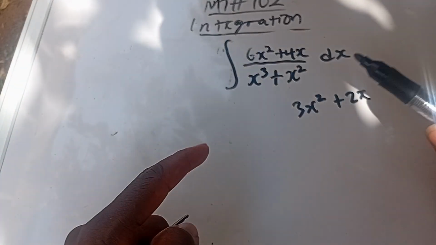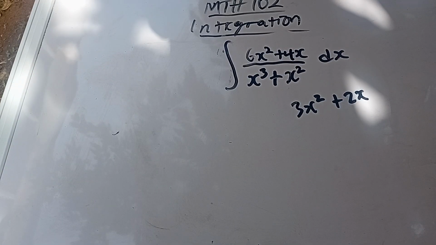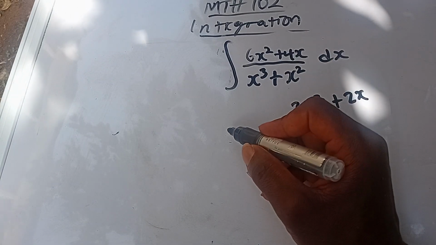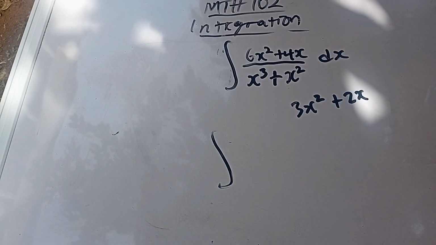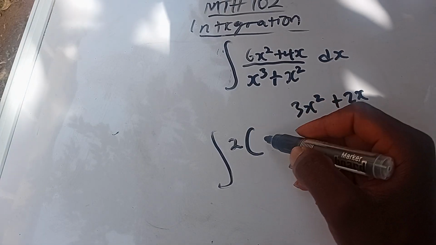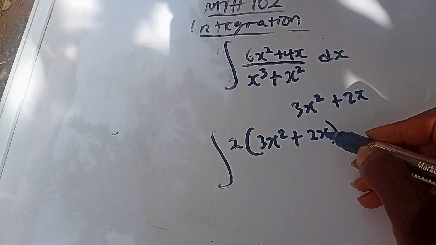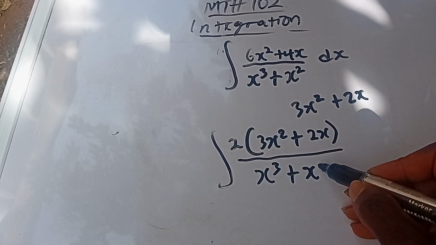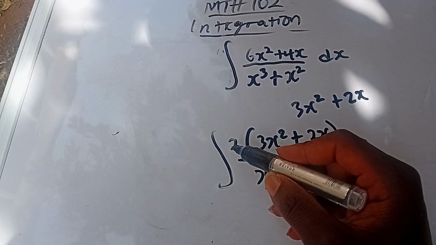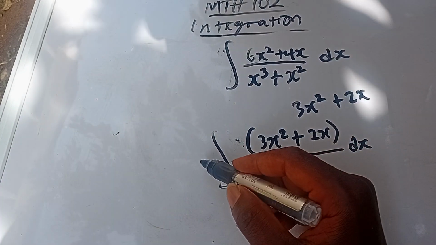Assuming it's equal to it, I would have said my answer is ln of this plus c. But it's not equal to it. What am I going to do? I can manipulate this to look like it. What is common to these two? 2 is common, right? Now bring out 2. What do you have left here? 3s squared. What do you have left here? 2x. Over what? s cube plus s squared dx. This 2 is a constant. Since it's a constant, you can bring it out.